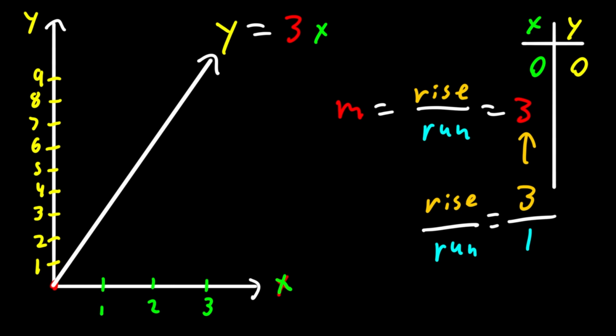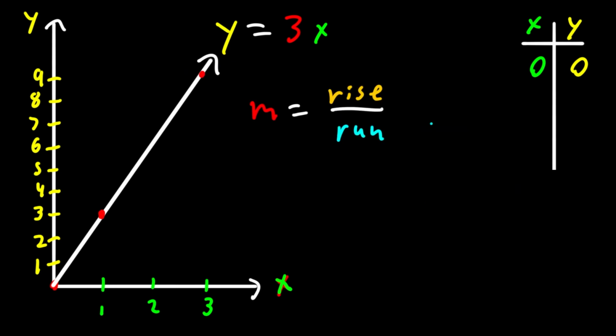So let's pick 2 random points, and let's pick (1, 3), which is when x is 1 and y is 3. And then let's pick (3, 9), which is when x is 3 and y is 9. So again, let's use rise over run to check our answer.